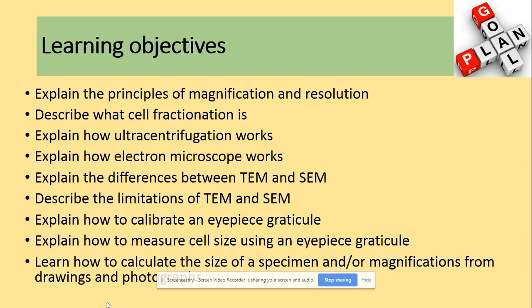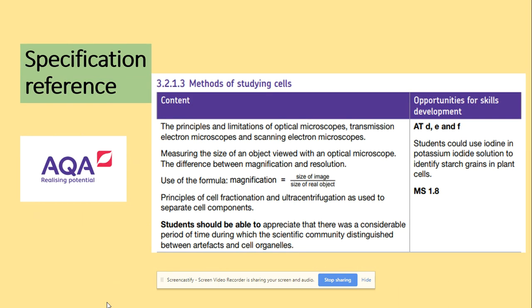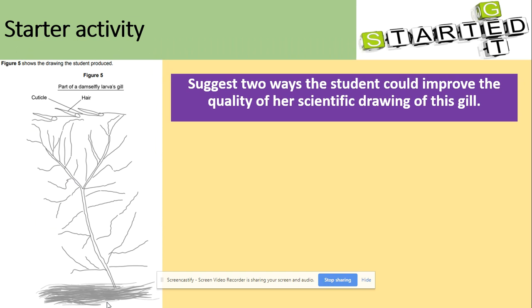So as you can see, the specification is quite heavy. There are many skills that you need to be aware of, like microscopes, eyepiece reticule, the drawings, the ultracentrifugation. So let's get started. Okay, so we'll start with the picture.